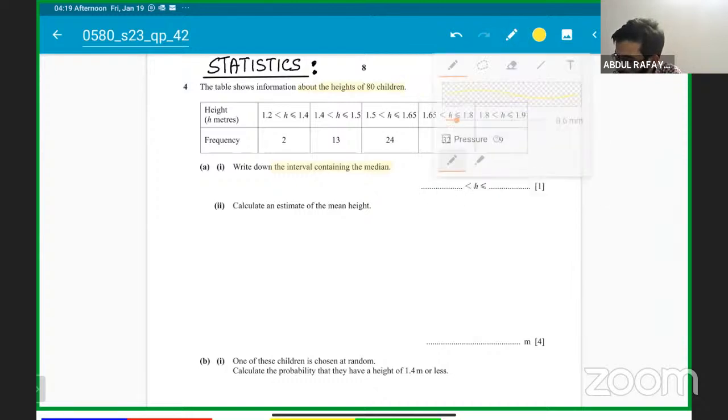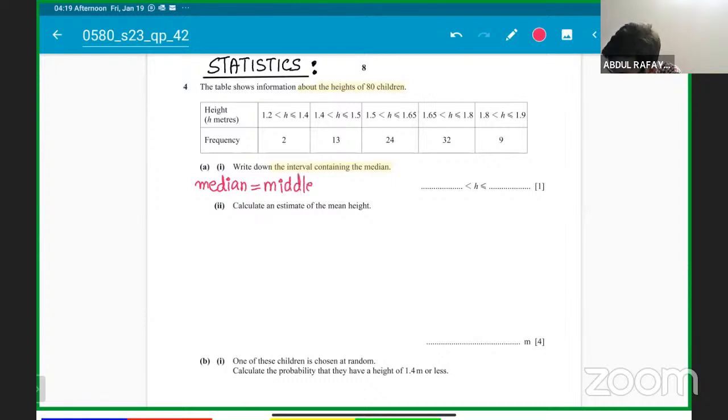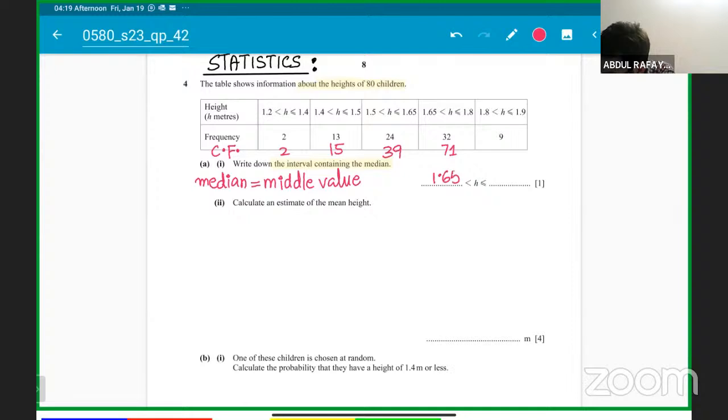So always remember median is the middle value, okay? Median is the middle value, and the middle value will be wherever the 80 children are, so 40 almost. So 2 plus 13 is 15. You will have to get the cumulative frequency for this. So this will be 2, this will be 15. 15 plus 24 will be 39. And 39 plus 32. So the median will be on 40 or after 40. So it will be this one, wherever they are having more children.